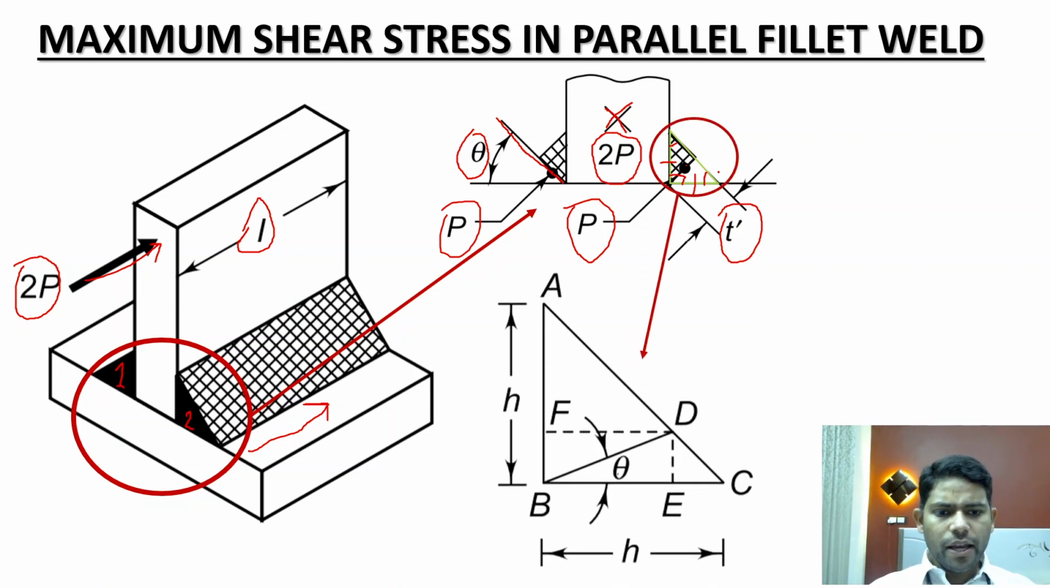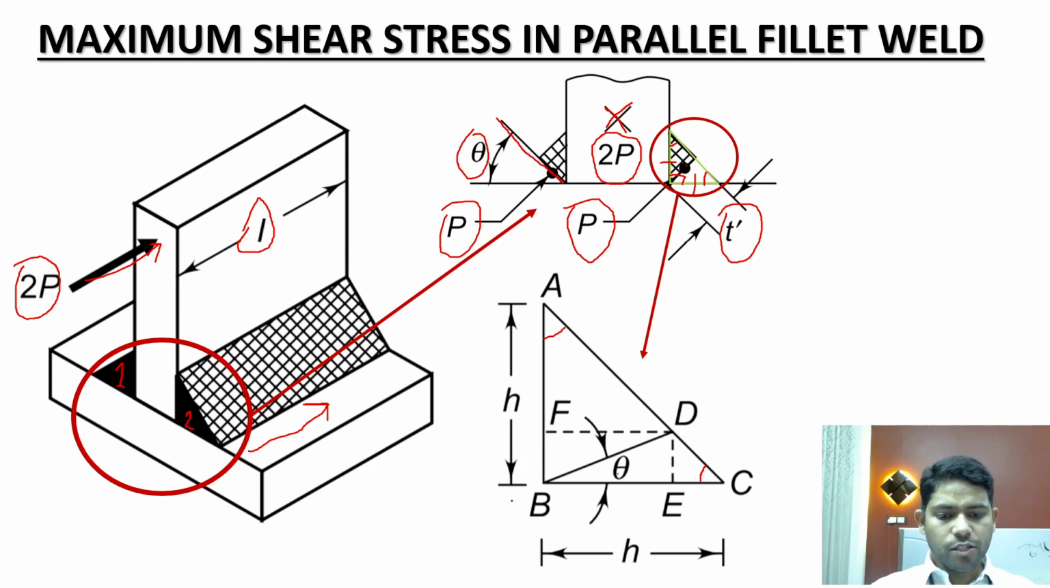Now this figure over here shows you an enlarged view of the cross-sectional area, which is again an isosceles right angle triangle. Triangle ABC shows you the cross section of a single parallel fillet weld, where angle ABC is 90 degrees, angle BAC is 45, and angle ACB is again 45 degrees.